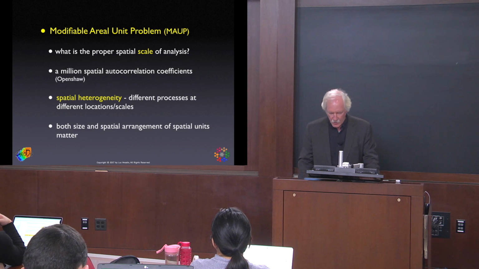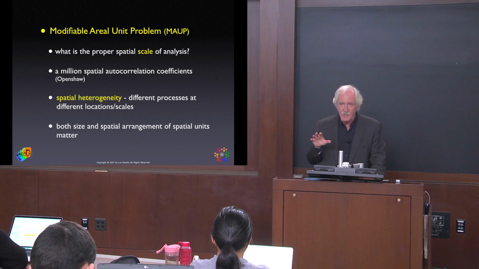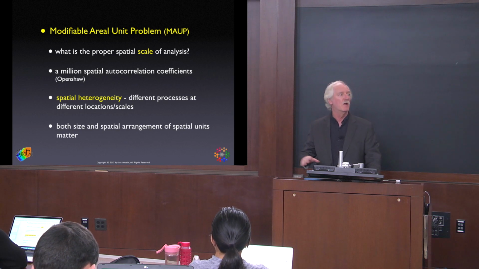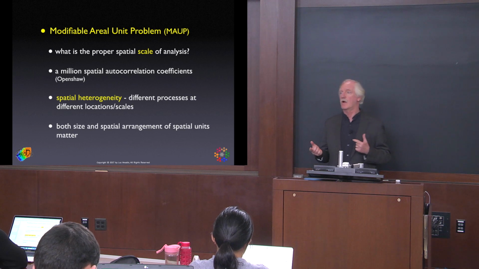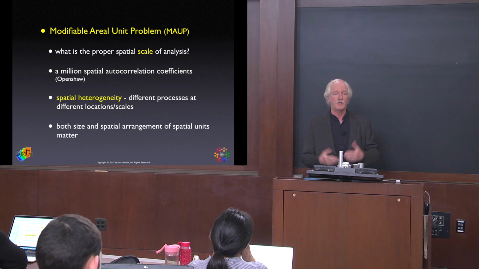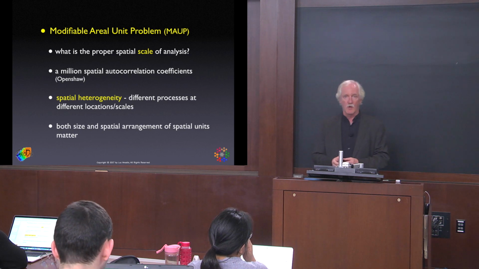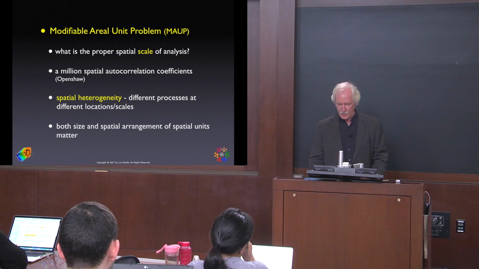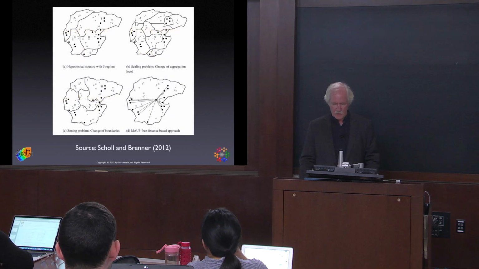And not only, it's not only a size issue, but it's also a spatial arrangement issue. Remember when I mentioned the differentiating characteristic is that location and arrangement matter. Well, these are things that come at you in this MAUP, this modifiable areal unit problem. And let me illustrate this with just an imaginary example.